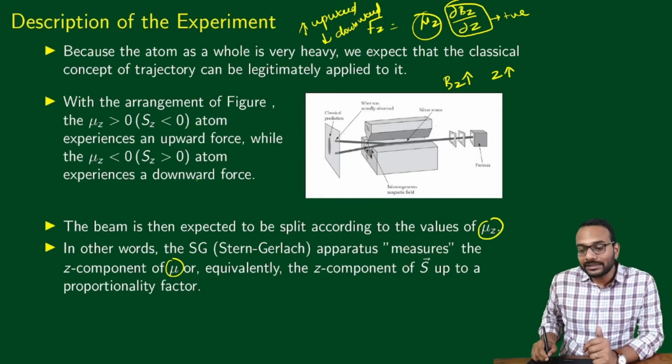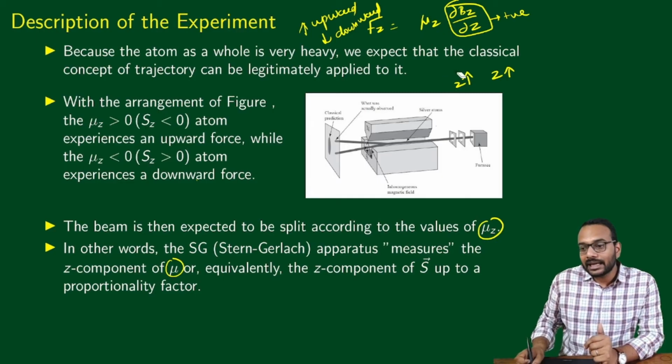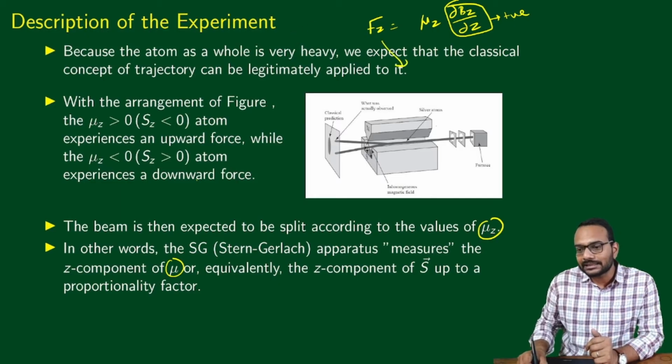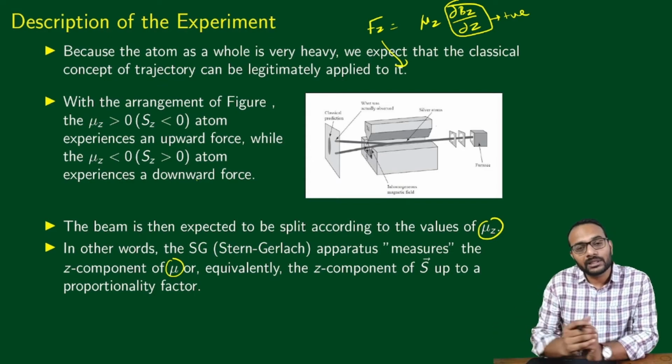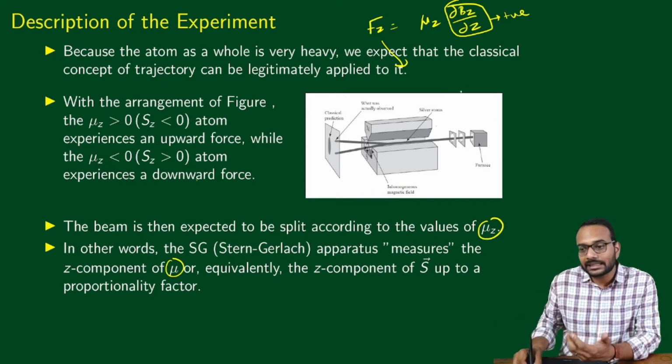So why do we say that the Stern-Gerlach apparatus measures the z component of mu? Because of this expression. We can calculate theoretically using classical equations what the deflection would be, and then you can actually compare it with the measured value of deflection. So the deflection on the screen can actually be measured.